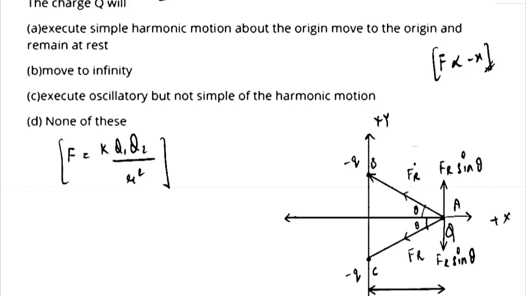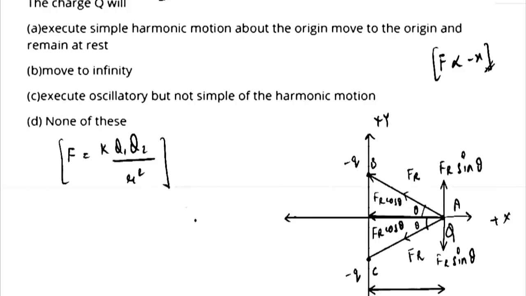Moreover, this force Fr, its horizontal component will be like this. So this will be Fr cos theta, and due to the Fr below, it will be the same. The same force will be acting, that is again Fr cos theta. So the Fr sin theta vertical components will cancel out each other as they are in opposite directions.